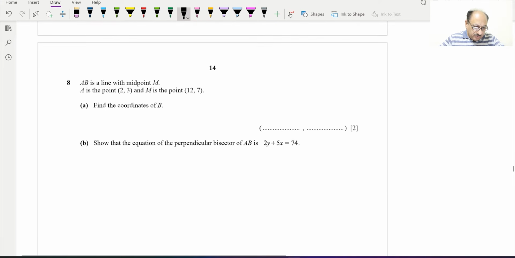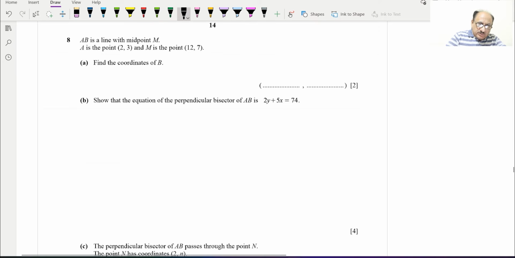Hopefully you understood this. Now question number 8. Question number 8 says AB is a line with midpoint M.